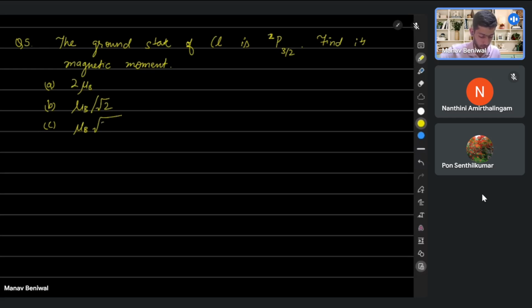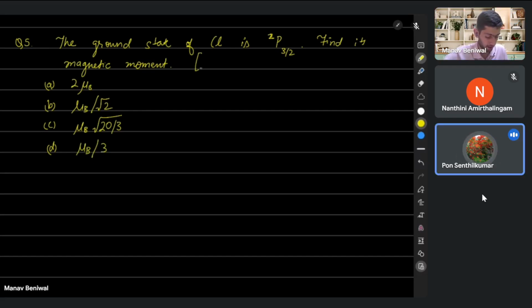Okay, what is mu b? Anyone? Do you know what is mu b? What does it stand for? I'll write here. It's magnetic moment. It is the unit, and it is called Bohr's magneton, right?